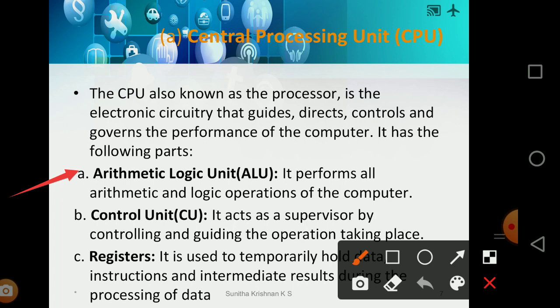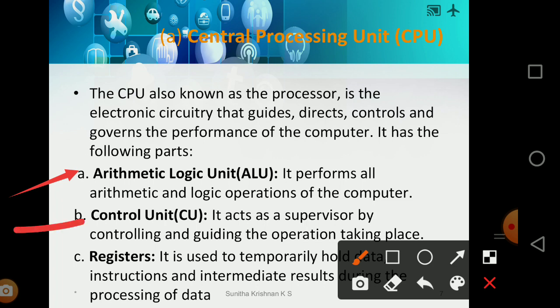Now coming to the control unit. My brain tells my legs to move from one place to another. My brain tells my hands to take one book from the table and keep it on another table. My hands receive the signals from the brain and do accordingly. Similarly, there is a circuitry inside the CPU which controls all the other parts of the computer. So that part is the control unit.